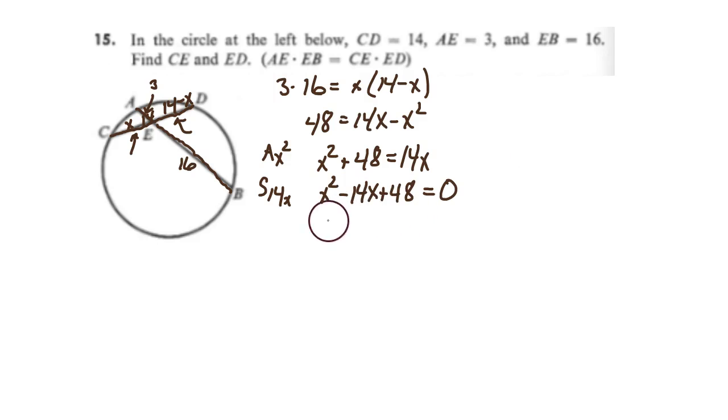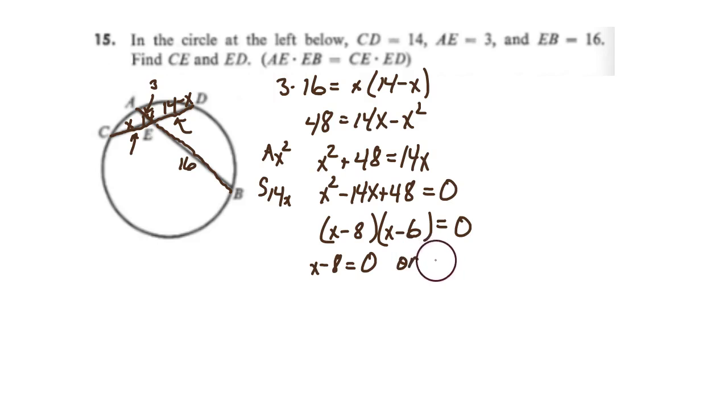Now factor this trinomial. X times x is the x squared, and we need two numbers that multiply to 48. Because the middle term is negative, they both have to be negative. And we want them to add together to 14. So how about going with 8 and 6? Now set each factor equal to 0 and solve them.